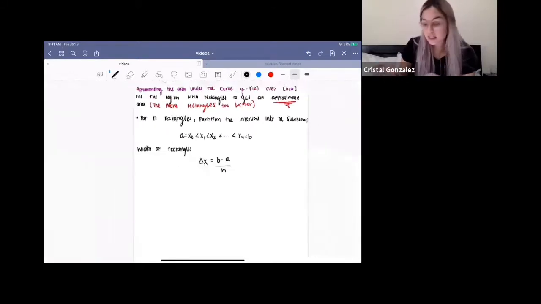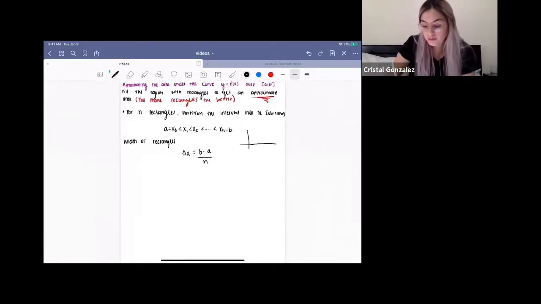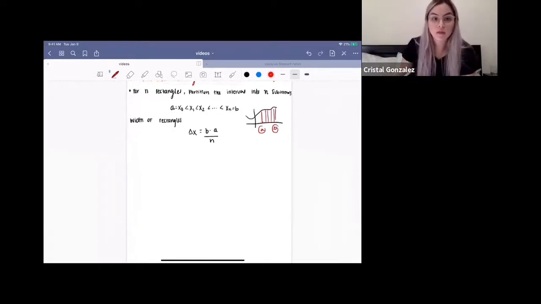So that just means that if you have some random function here, you don't have to draw this. And let's say you don't start at 0. Let's say a starts here and then b starts here. And you want to cut it into, let's say, 7 intervals. In order to get the width, you'll subtract b minus a and divide by 7 in order to get an even width for all of them.